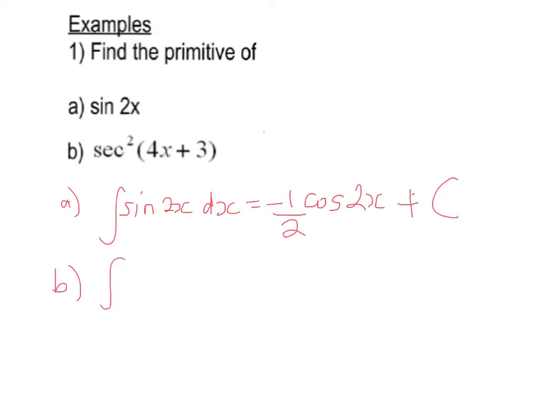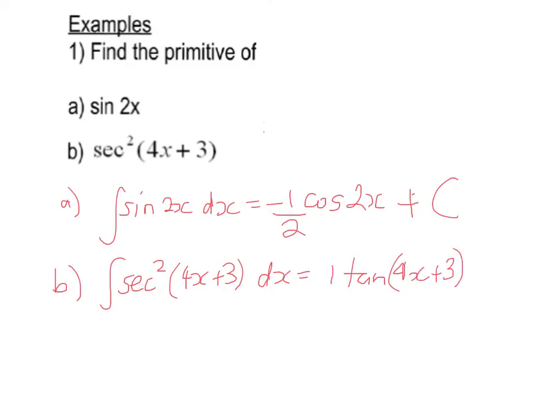Alright, then we're going to find the primitive, or the indefinite integral, of sec squared 4x plus 3. Well, the derivative of tan is sec squared, so the integral of sec squared is tan. And we're going to keep the angle, 4x plus 3, exactly the same. And the derivative of 4x plus 3 is 4, so we're going to divide by the 4. And in indefinite integrals, we're going to plus c.